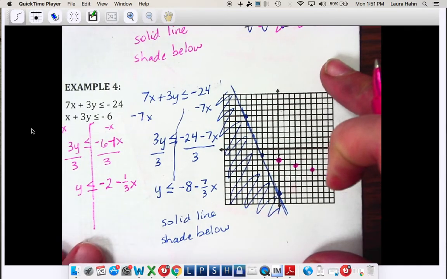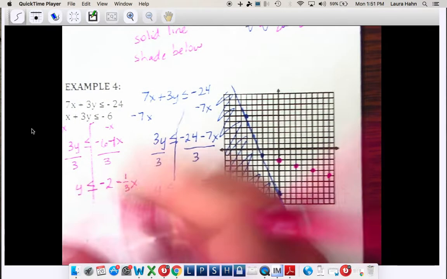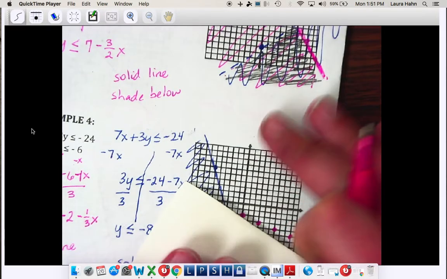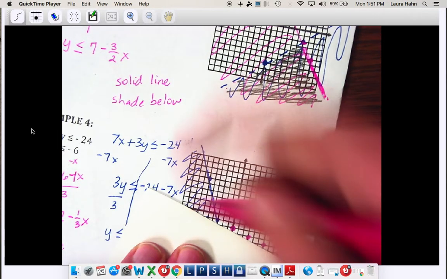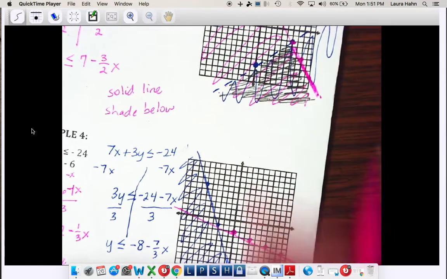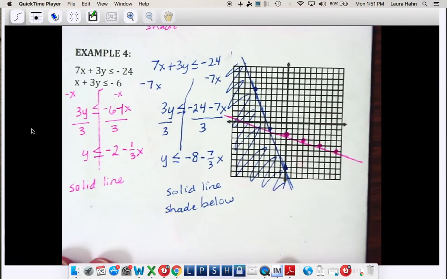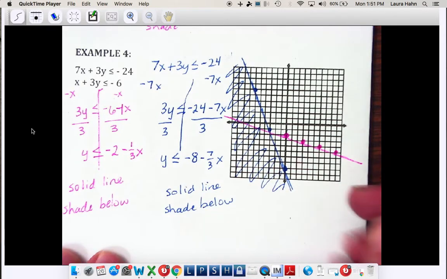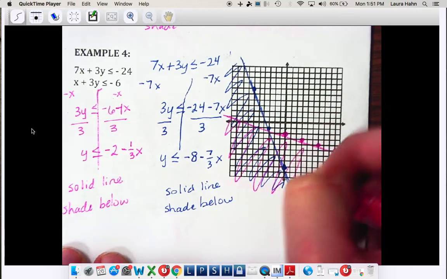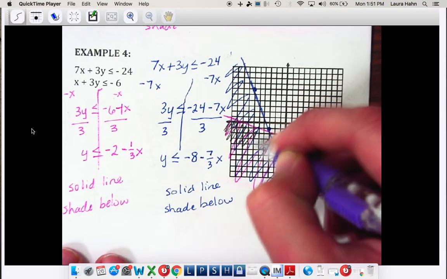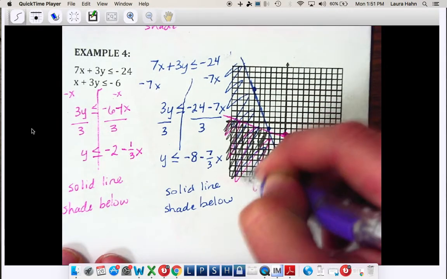Those are my points. It's a solid line underneath, so I know I need a solid line. And that is a less than symbol, which means I need to shade below. So I'm going to shade below my pink line lightly. Okay, so remember, it's not where the pink only is, it's not where the blue only is, it's where the pink and the blue overlap, which is this little triangle section here. So I'm going to go back and darken it in, so it's easier for me to tell.